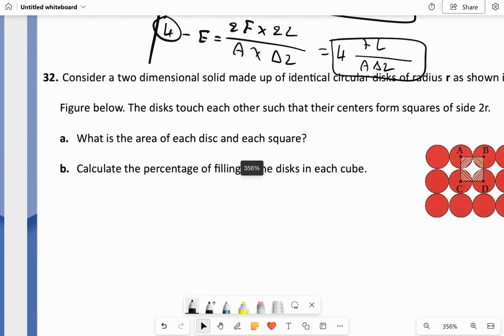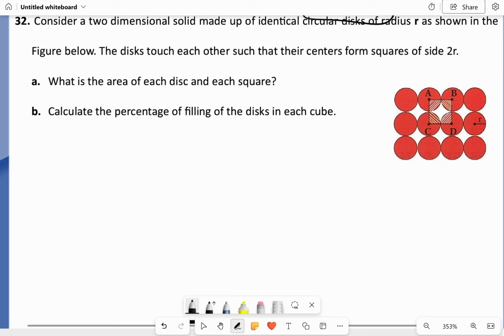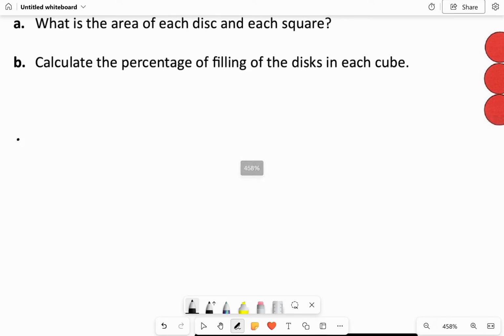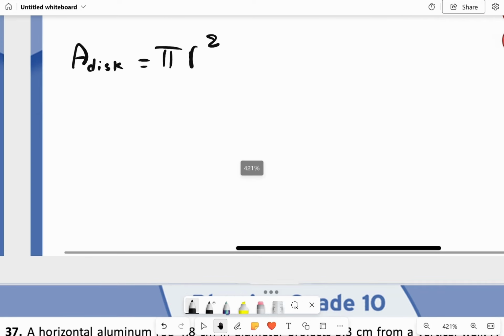Question 32. Consider a two-dimensional solid made up of identical circular discs of radius r, as shown in the figure below. The discs touch each other so that their centers form squares of side 2r. What is the area of each disc and each square? Now, guys, as you know, area of a disc is equal to pi r squared. Okay, and you have a square here, guys. Then area of a rectangle is equal to what?